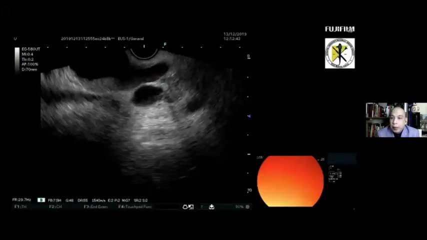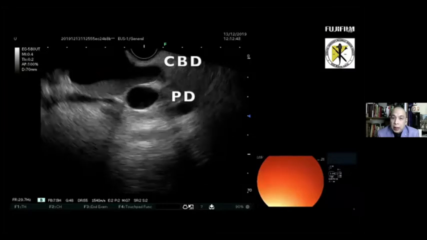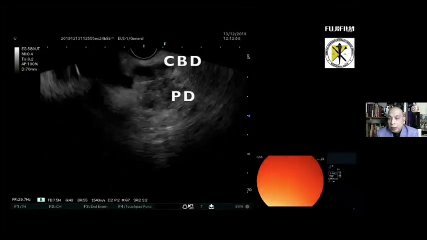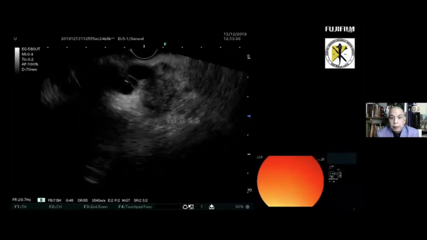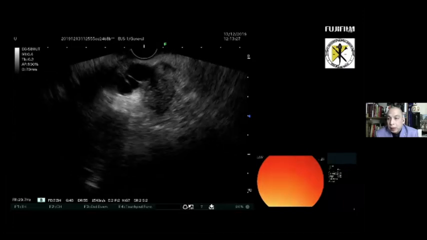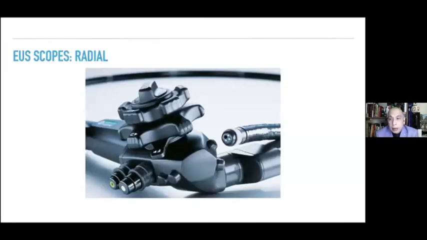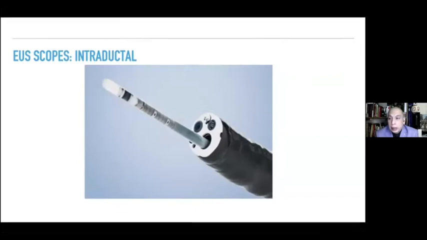So an EUS scope would be able to give you an image of the CBD and pancreatic duct, and you can actually use these images for interventional EUS. And also evaluate mainly the pancreas and all other organs around the area. So this is how an EUS with a radial echoendoscope would look like. And of course, an intraductal echoendoscope, wherein you can put in the echoendoscope inside the biliary tree and evaluate the depth of invasion of tumors or evaluate the areas around the ampulla.